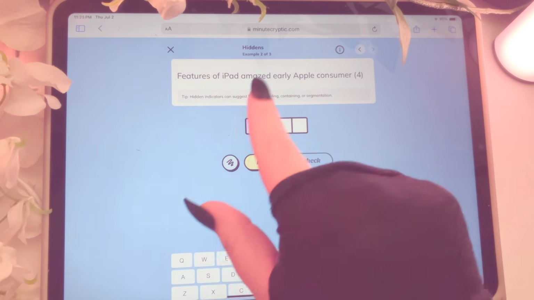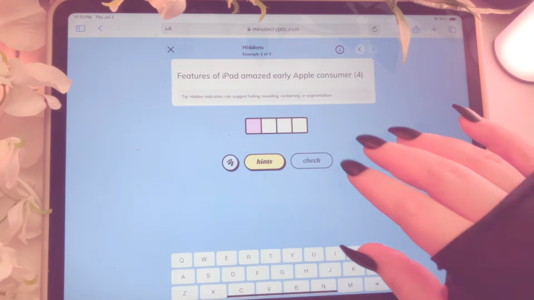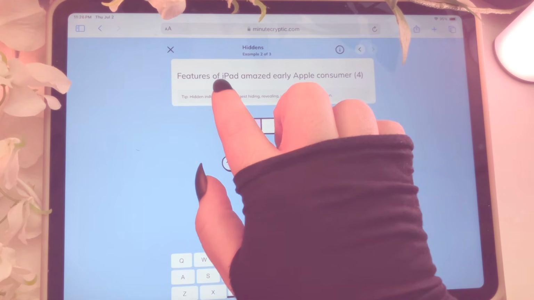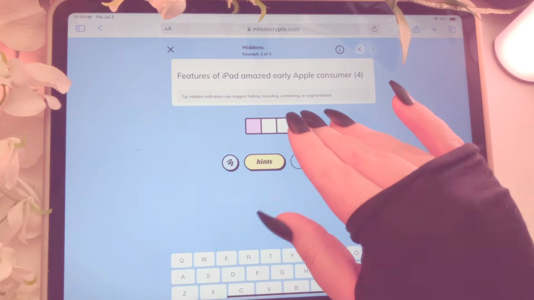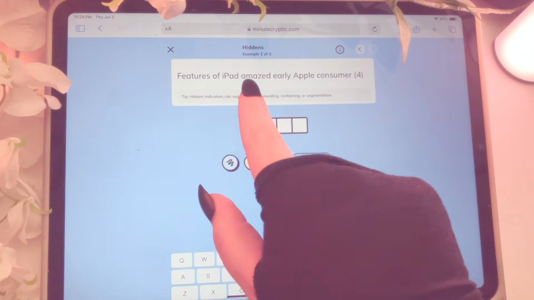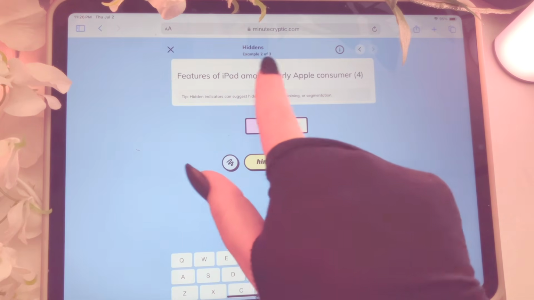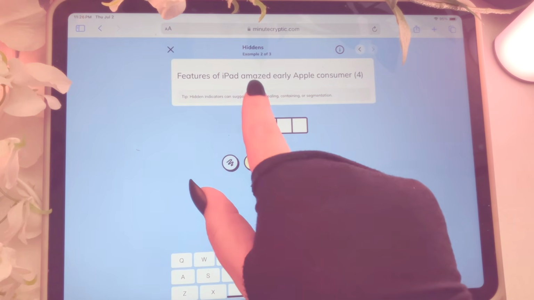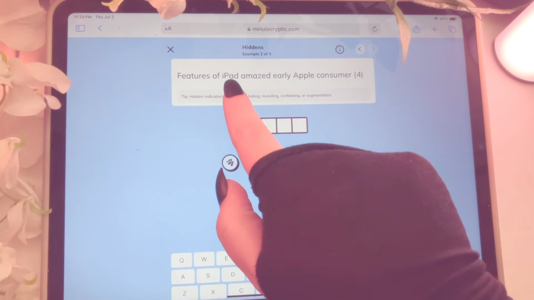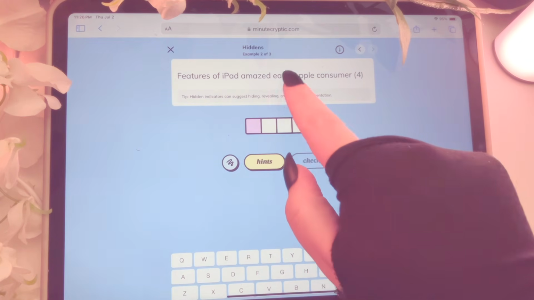Okay, I think the hidden word indicator here is actually at the beginning. I think it's "features of." So that means features of the following fodder, which has to be, I guess, "iPad amazed," because I don't think it could be "iPad amazed early."